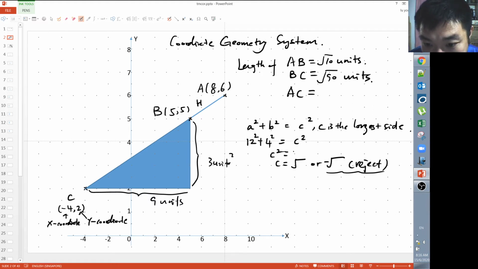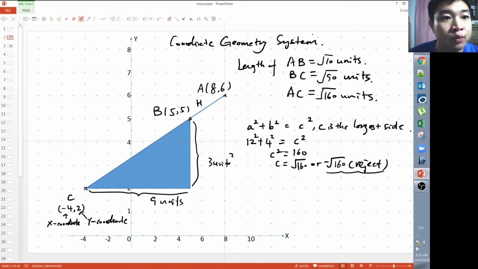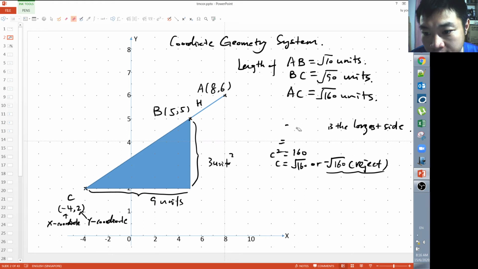Therefore your c is actually square root 160 or minus square root 160. You got to reject your negative value, because we are talking about the length of a side. So AC is square root 160 units. There is a very interesting question here, but before that, let me erase this first.